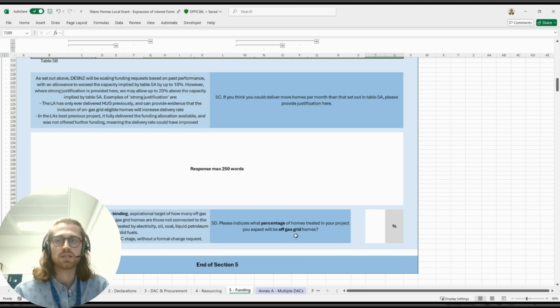You can adjust this target at that stage. It's not something that's going to be held against you. We just want to know what your expectation is. That's the end of section 5.